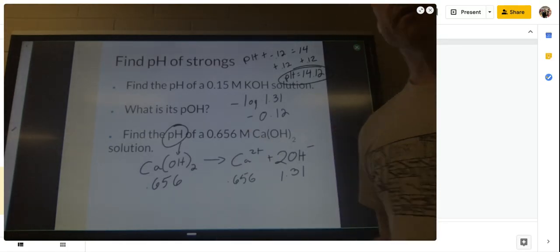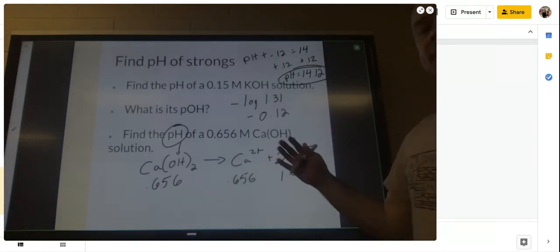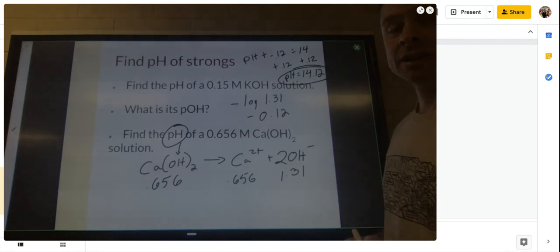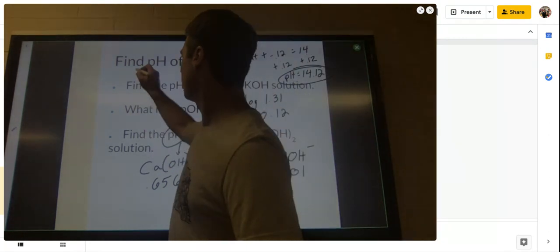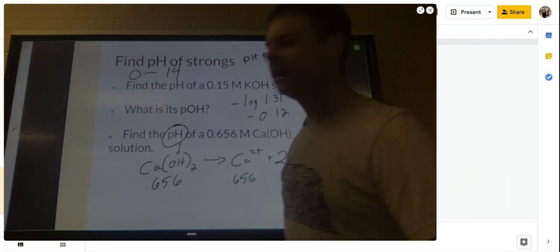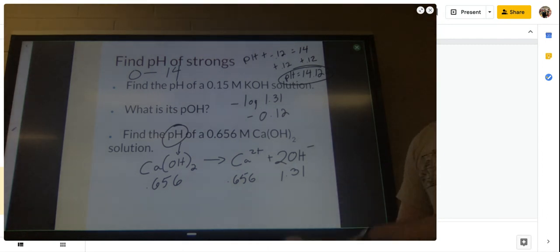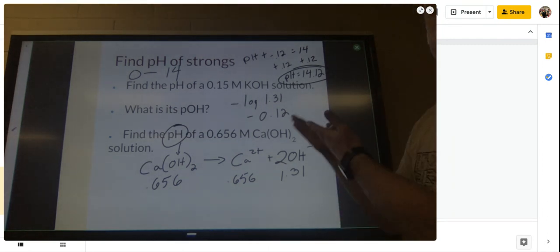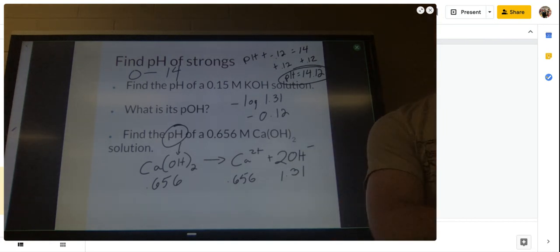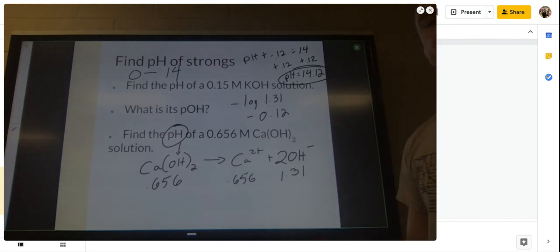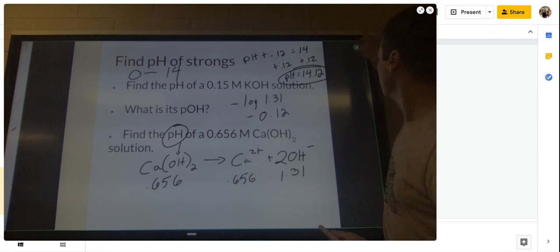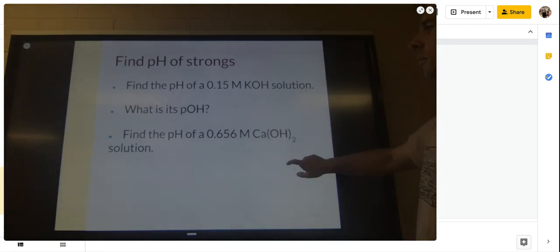Here's the pro tip. If you are off of the scale on one end of the spectrum, traditionally the pH and pOH scales are from 0 to 14. If you're off the scale on one side, say for example, our pOH is negative, then that means that our pH will be off the scale on the other side. You'll be greater than that 14. Okay? So that's kind of the idea behind that.